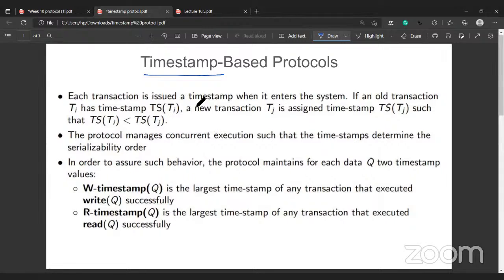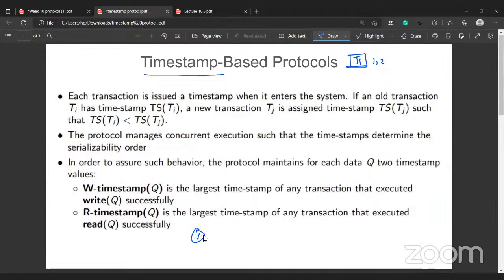When a transaction enters the system, for each transaction Ti in the system, we associate a unique timestamp when it enters the system. So suppose T1 enters the system, we associate a unique timestamp. It can be 1, 2, or it can also be the system clock, right? So when it enters the system, we associate a unique timestamp.